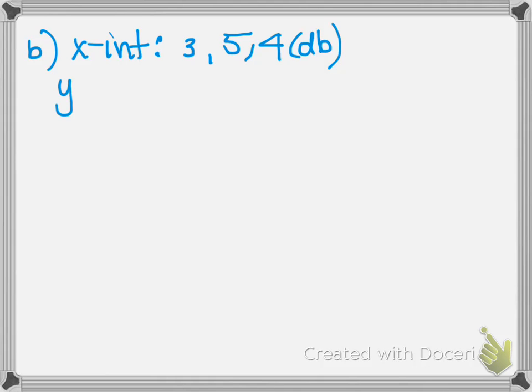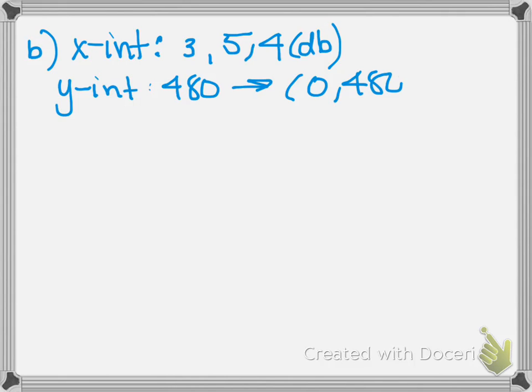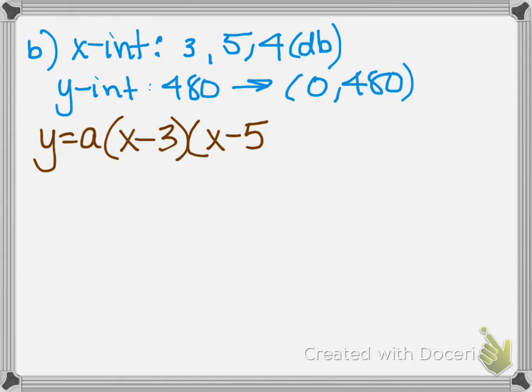So B says x-intercepts are 3, 5, and 4, which is a double. And we have a y-intercept instead of a point, which is pretty much the same thing, 480. So that point is actually (0, 480). So we start by setting up our equation. Y equals a times x minus 3, x minus 5, and a double at x equals 4. So x minus 4, and then we square that because that's a double root.